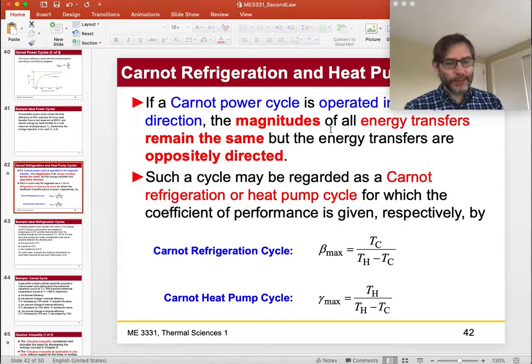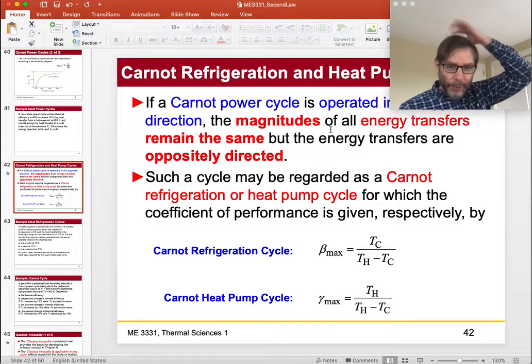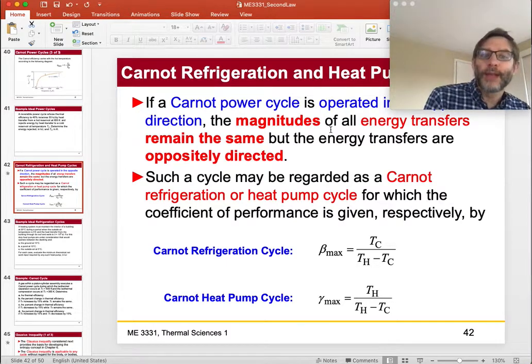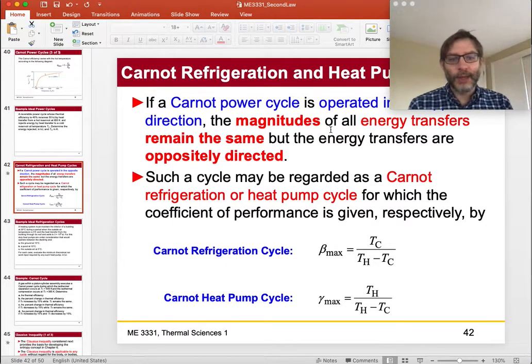As I said, you can't always do this whenever you have some cycle. You can't just decide to replace the Q's with the T's. But in the case of an ideal cycle, you can do this because that's how we define the Kelvin temperature scale. If that's confusing to you, go back and try to read in the textbook a little bit.